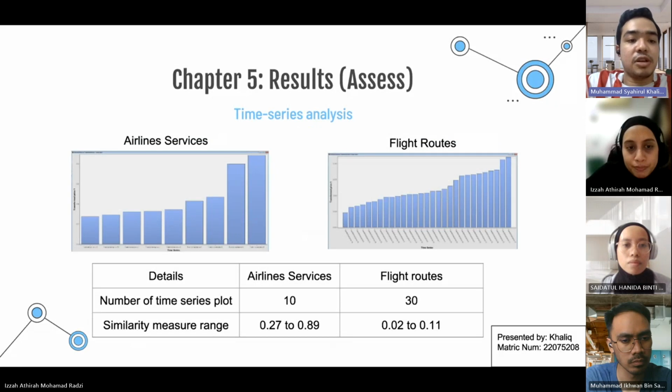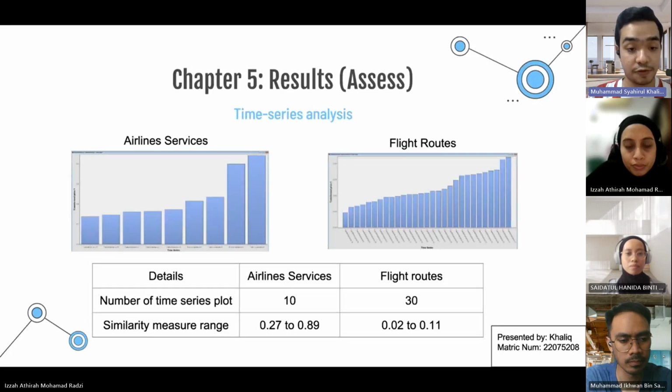Based on the result of time series analysis, the airline services and flight route based time series provided around 10 and 30 different time series respectively. The flight route seems to have a higher similarity and lower variation, with the maximum similarity measured only around 0.11. This indicates pricing consistency and less variation. But the airline services indicate a higher value and range, from around 0.27 to 0.89. However, overall, the mean squared deviation is still below 1 in an unscaled normalization. This indicates relatively higher similarity and consistency in terms of pricing for both aspects.